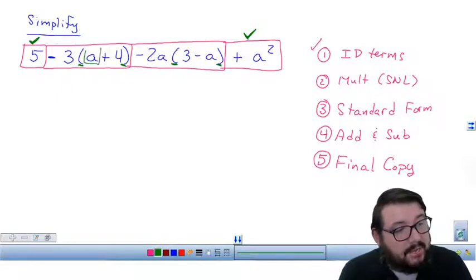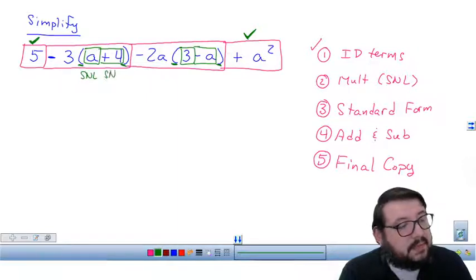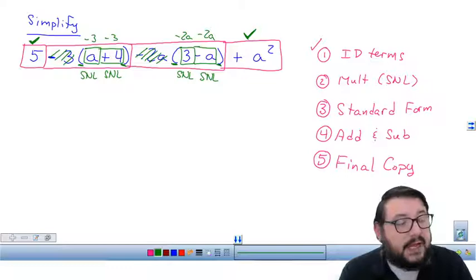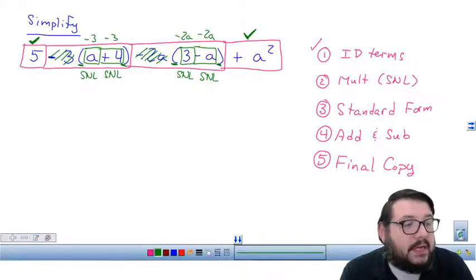Step 1, identify the terms inside the parentheses. Step 2, write SNL underneath those boxes. Step 3, whatever is outside the parentheses, put that on top of each box. And that takes care of that. Step 4, follow your snails. Okay, so let's follow our snails.